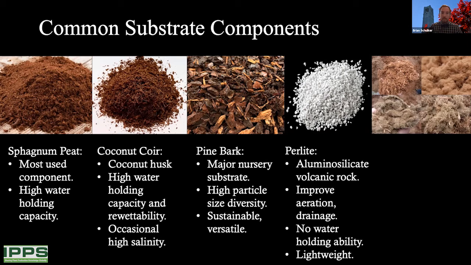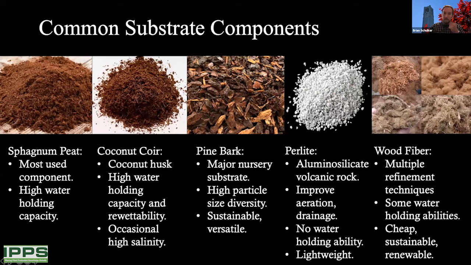Contrary to those three substrates, we have additives like perlite, which is an aluminosilicate volcanic rock. It's used to improve aeration and drainage. Now there is no known water holding ability, but it's also lightweight to add to those substrates. Similar to perlite, we have wood fiber. There are multiple refinement techniques you can do for wood fiber. There are some water holding abilities because it is a porous material. It's cheaper than perlite, it's sustainable and renewable as trees do grow back.